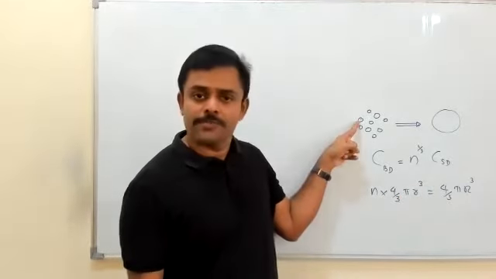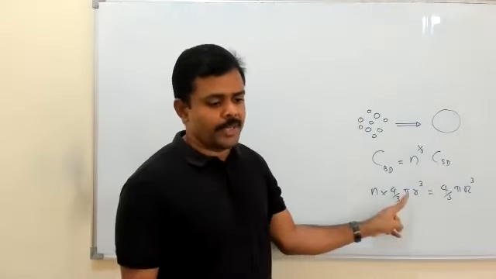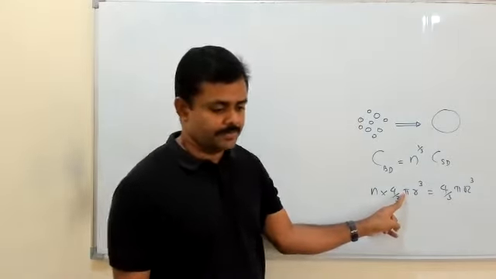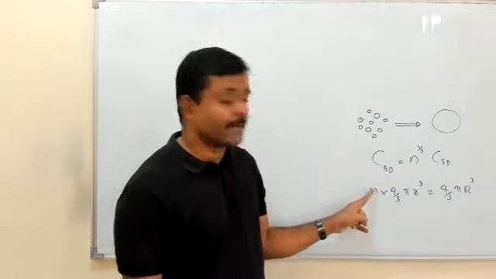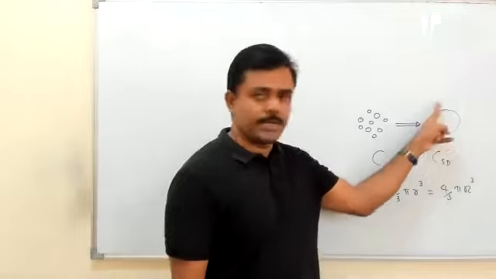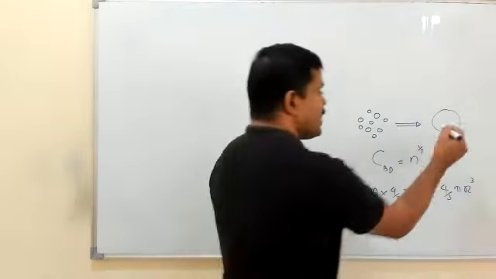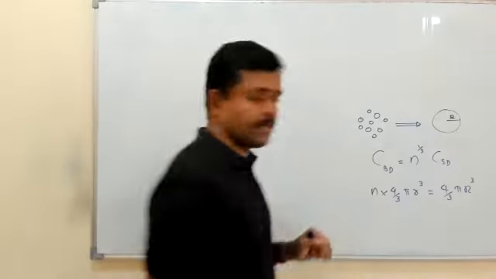For one drop, the volume is 4 by 3 pi r cube. For n droplets, it is n into 4 by 3 pi r cube. On the right side, there is only one drop, but the volume is 4 by 3 pi capital R cube, because there the radius is capital R.